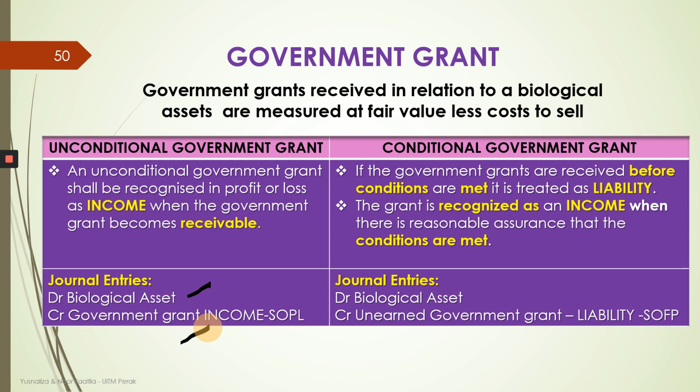However, if the government grant are received and there are conditions that you need to meet before it becomes your income, therefore, the government grant shouldn't be treated as an income, but it will be treated as an unearned income. But somehow it will increase the biological asset of your company because granted by the government. Only that one is an income, the other is not yet as an income until the condition is being met. So it is treated as a liability. But here is an income.